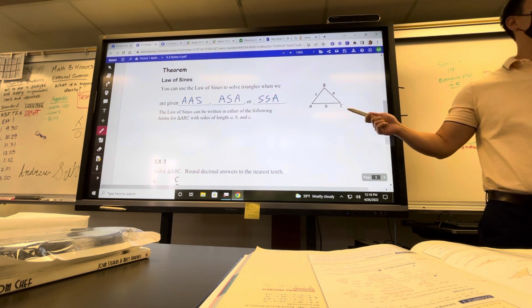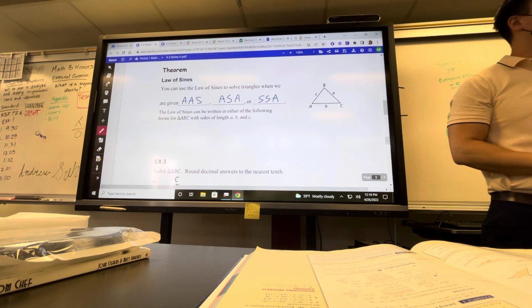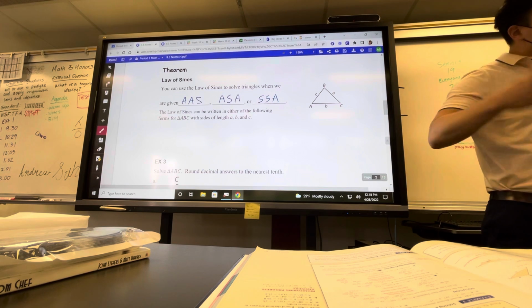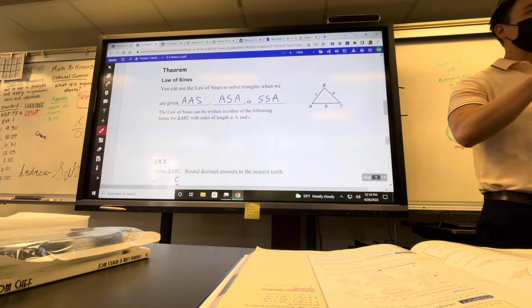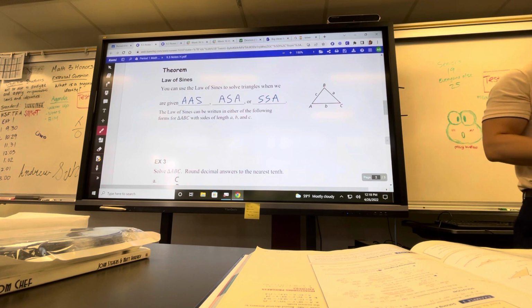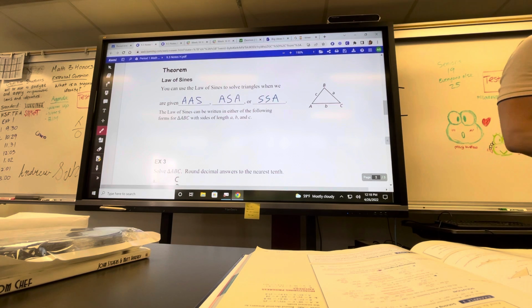And then if we're doing side, side, angle, we could do lowercase b, lowercase c, uppercase B. So it's not super important that you remember which ones we're using and which order of sides and angles we're given. What is important is that we have at least one side and at least one angle. Notice that none of these are angle, angle, angle, and none of these are side, side, side. So if we're given just the angles, then that doesn't work. If we're given just the side lengths, then we cannot use the law of sines.